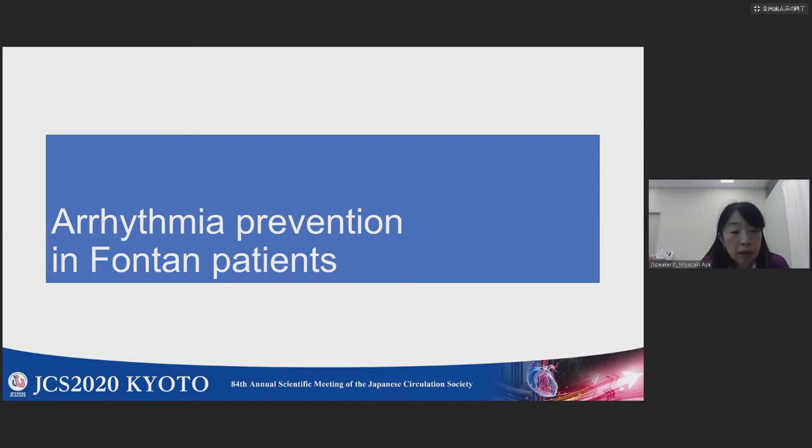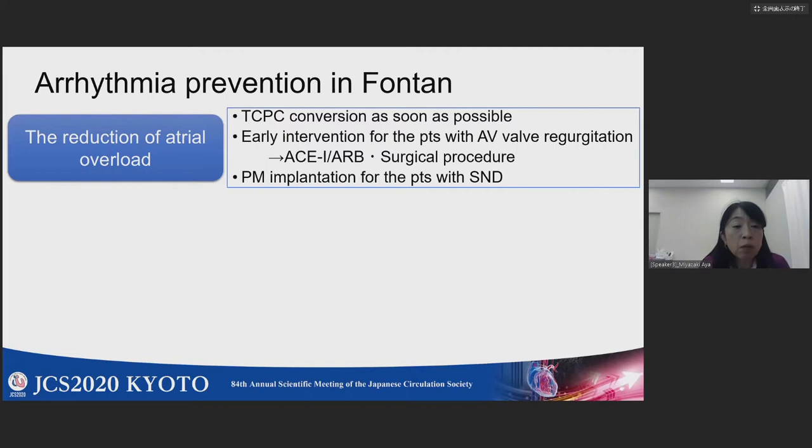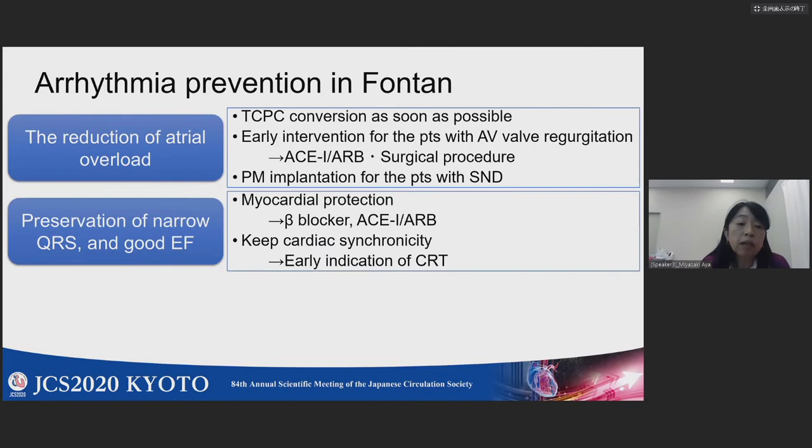I believe that the prevention of arrhythmia is the first considerable issue before management of arrhythmia. Atrial overload should be prevented or reduced as much as possible. The patient with AP Fontan should be converted to the TCPC as soon as possible. Early intervention should be considered in a patient with atrial regurgitation, and an early pacemaker implantation should be recommended in a patient with sinus node dysfunction. The maintenance of narrow QRS and good ejection fraction is also important. Myocardial protection and an early indication of CRT should be considered.